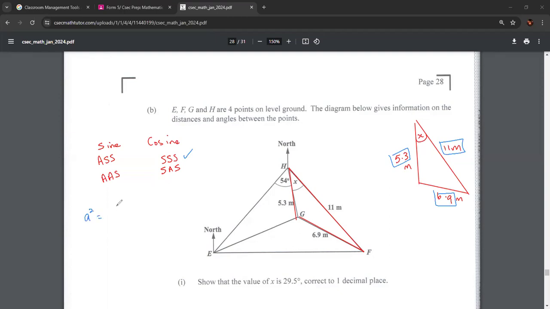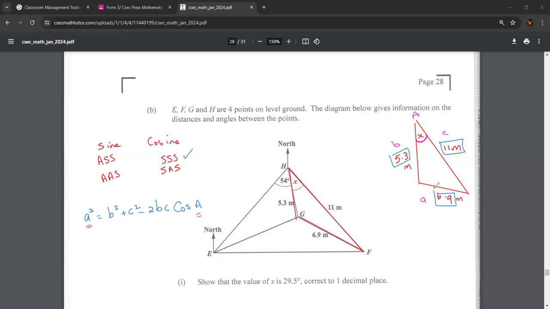A squared is equal to b squared plus c squared minus 2bc cos of A. Now, remember, this side must correspond with the angle. The angle we're talking about is this angle I'm trying to find. So this is A. So the side that is opposite, that's the corresponding small a. And then the other 2 sides will be B and C. It doesn't matter which is B and which is C.